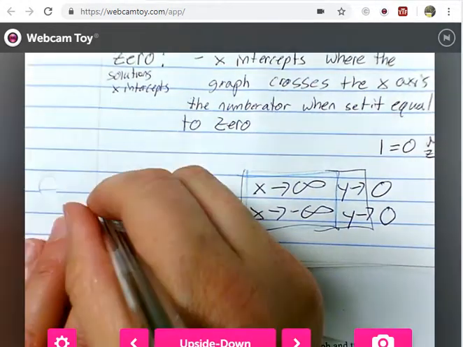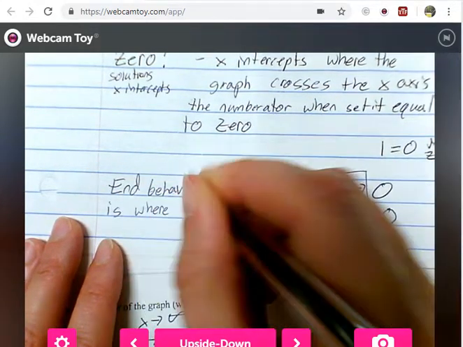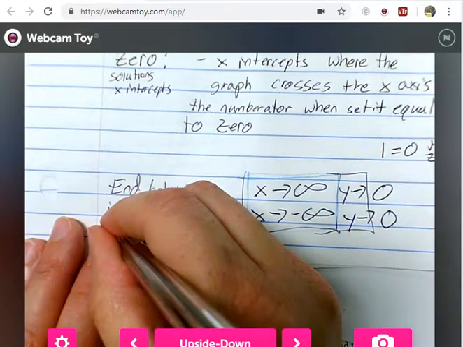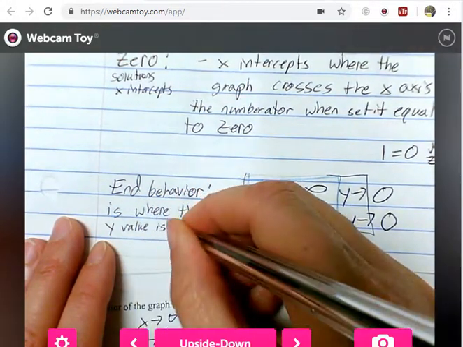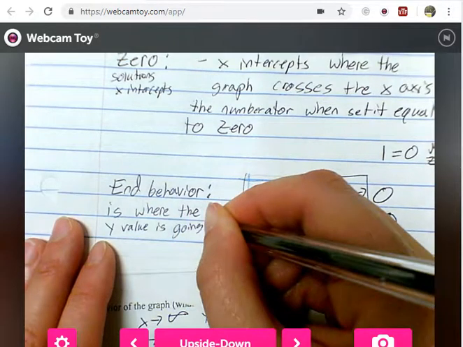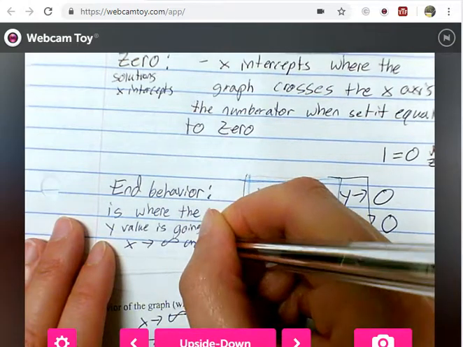So end behavior is where the y value is going as x approaches infinity and negative infinity.